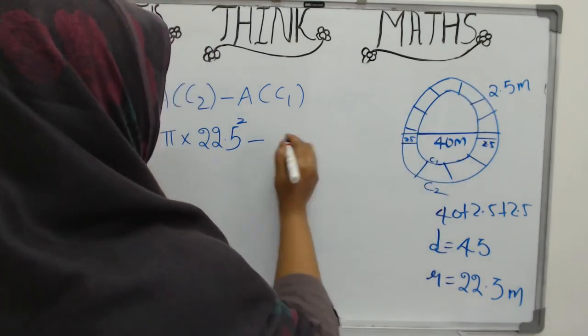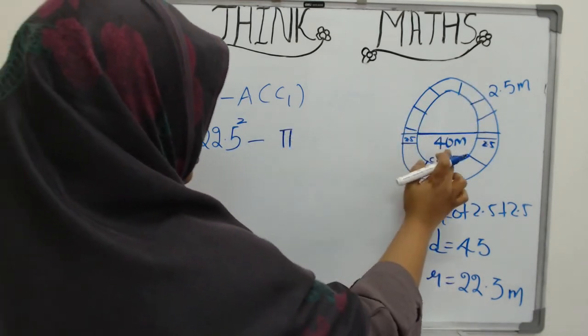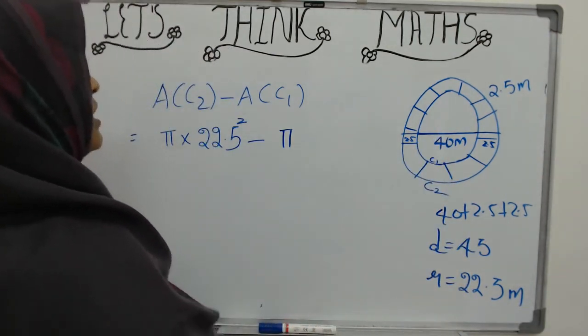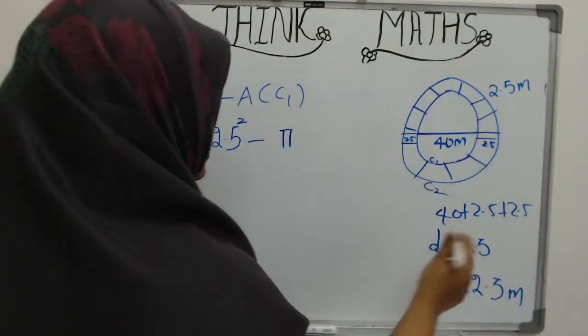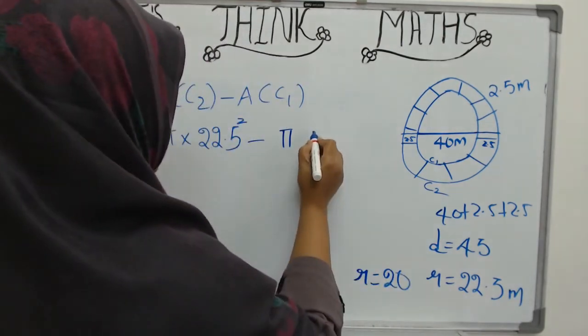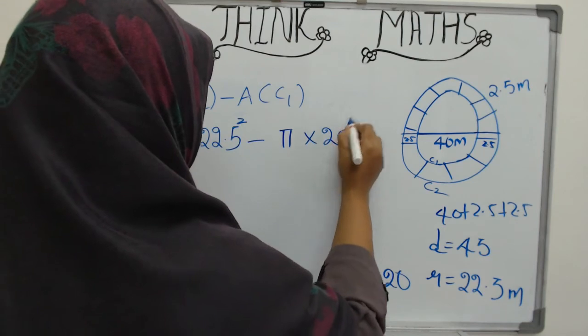And what about the area of the smaller circle? That you already know. Again, notice that this is the diameter. For area, you don't need the diameter. You need half of it. You need just the radius here. And what is the radius? Radius will be 20. So this into 20 square.